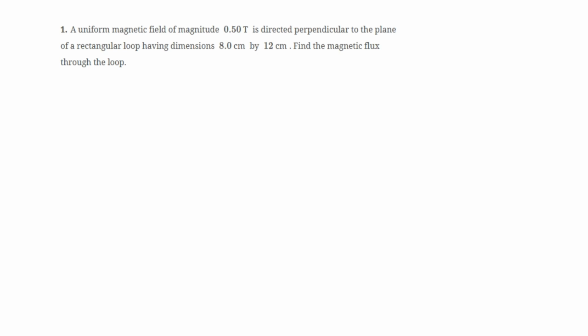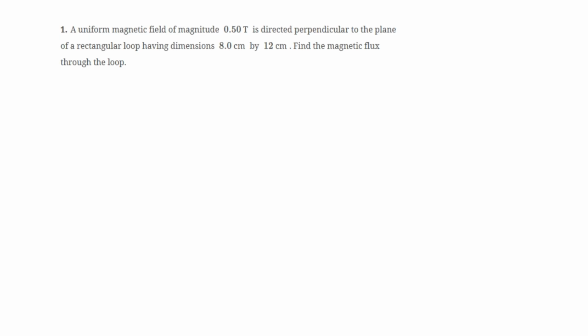A magnetic field of magnitude 0.50 Tesla is directly perpendicular to the plane of a rectangular loop having dimensions 8.0 centimeters by 12 centimeters. Find the magnetic flux through the loop. So they say that the magnetic field is perpendicular to the plane.